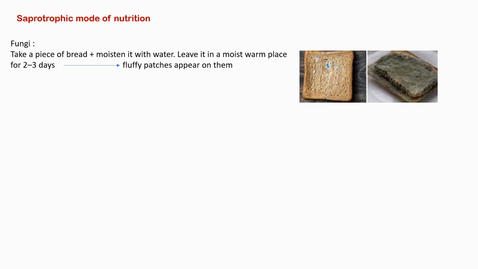Then comes the saprotrophic mode of nutrition. To understand this, we have one bread, we are moistening it. That means we add a few drops of water onto it and then leave it in a warm place. After 2-3 days we can see some gray and green patches on the bread, and after some days we can see that the bread is fully covered with fungi. These fungi, the fluffy patches we can see on the bread, are saprophytes because they depend upon dead and decaying organic matter.